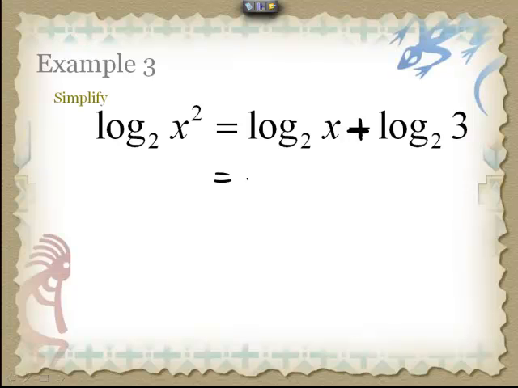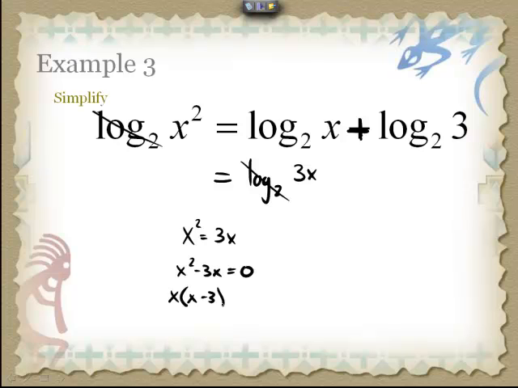But I can use my log law that says that adding two logs is the same thing as multiplying their insides. So that can become 3x. Now both sides have a log base 2, so that's gone. And I get x squared equals 3x. You might be tempted to divide by x, but what we really want to do is subtract the 3x over and then get our two answers.